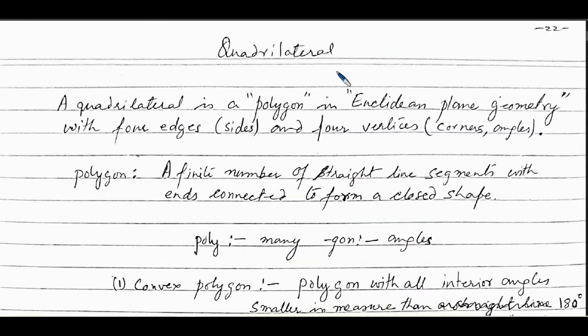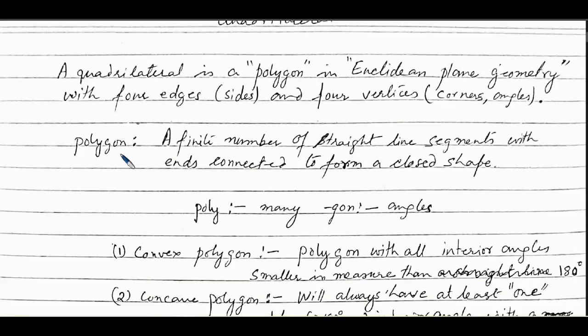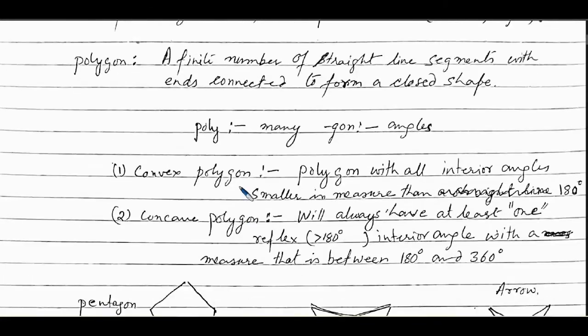Okay, quadrilateral. A quadrilateral is a polygon. Polygon means it has many sides, so a quadrilateral has 4 sides. It is a polygon in Euclidean plane geometry with 4 edges, sides, and 4 vertices, corners. So it has 4 sides and 4 corners. What is a polygon? A finite number of straight line segments with ends connected to form a closed shape is called a polygon. Polygon means poly means many, gon is angle.